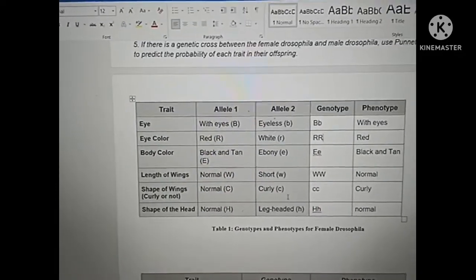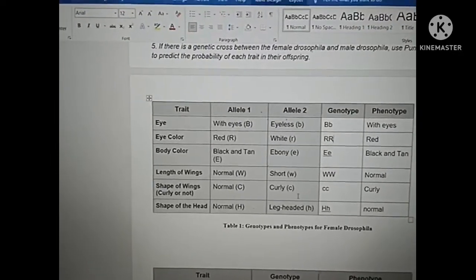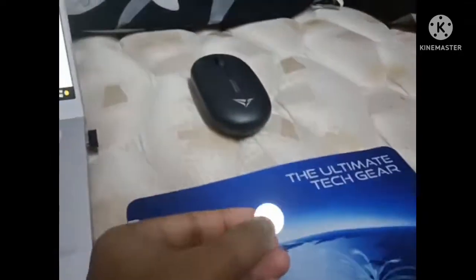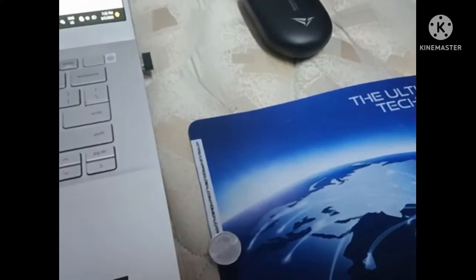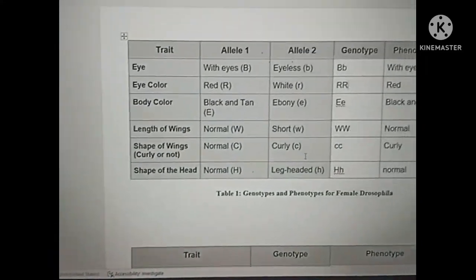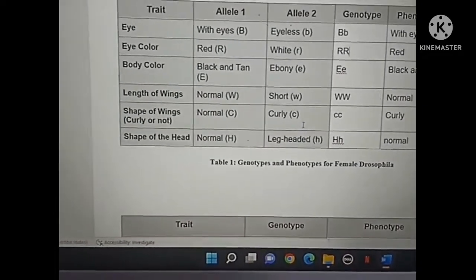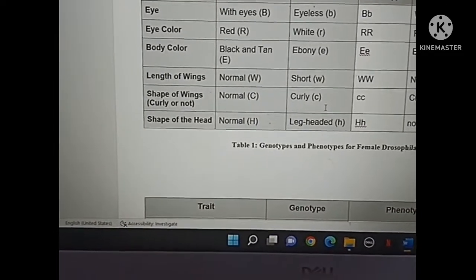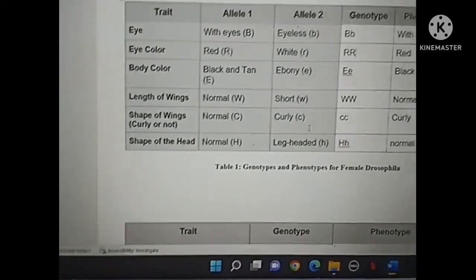So the body color. For body color, L1 is black and tan, and L2 is ebony. For that, we're going to flip the coin again. I got a tail, and again I got a tail. So for that we have to put the genotype as small e and small e, so the phenotype would be ebony. This is the example of the coin flipping method to determine the genotype and phenotype in the table.